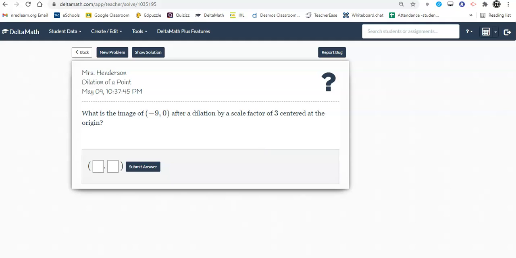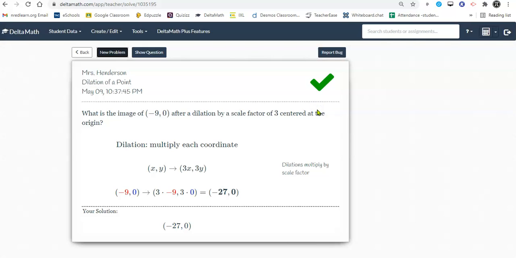So in this case, the scale factor is 3. You simply take each of these ordered coordinate points and multiply them by 3. So you're going to times 9 by 3 and 0 by 3. Negative 9 times 3 is negative 27, and 0 times 3 is 0. Simply type those values here, negative 27 and 0, and submit.